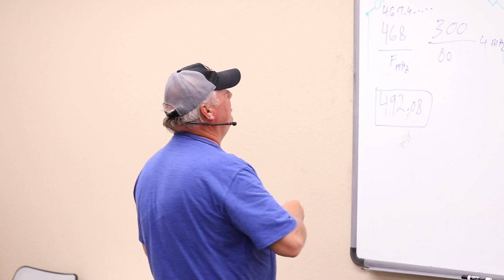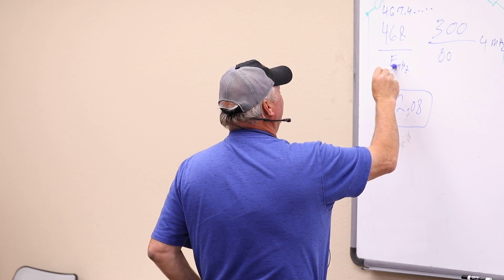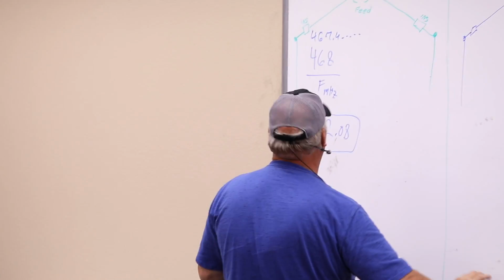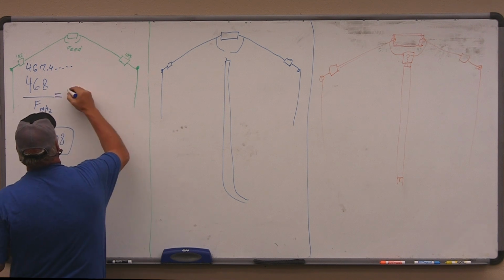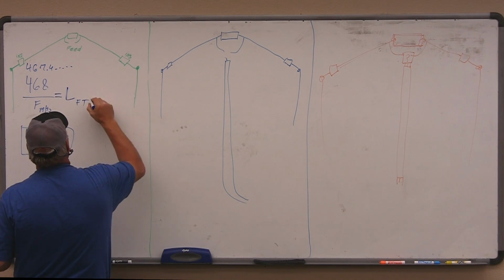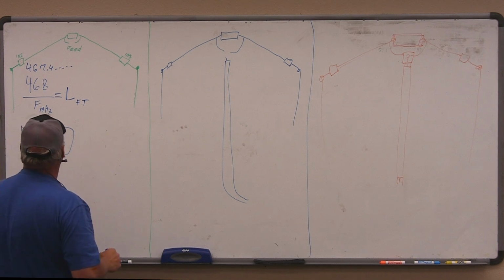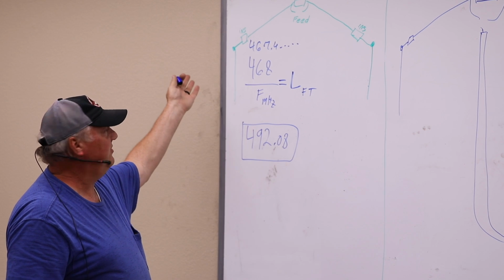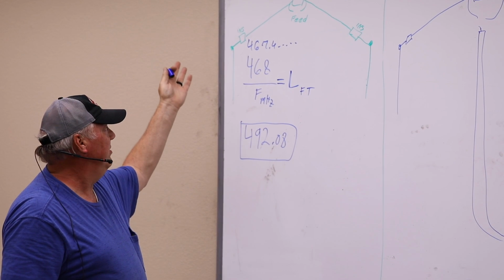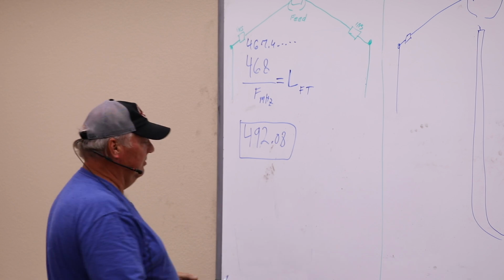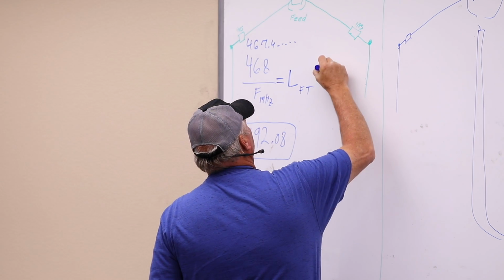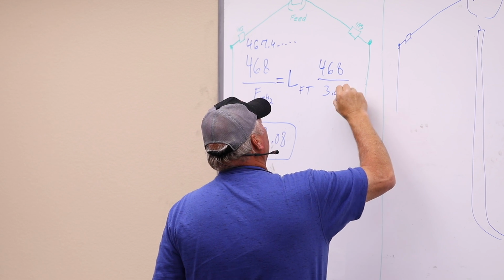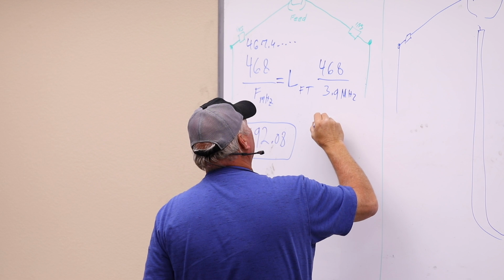The reason I did that is because 468 divided by frequency in megahertz gives you the length in feet, okay? What frequency you want? I'm going to let you guys decide. Let's pick the middle, 3.9, middle of the 80 meters. So 468 divided by 3.9 megahertz comes out 120 feet on the dot. Bruce, what was that answer, please? 120 feet.